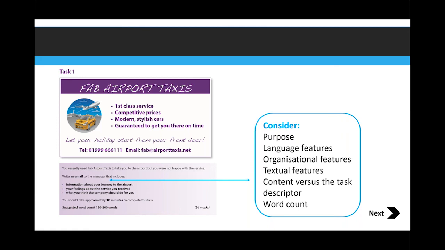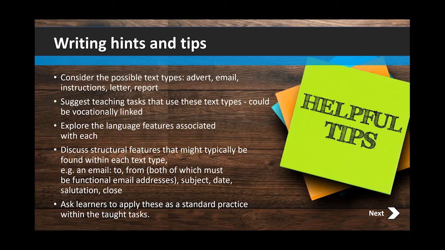So, writing hints and tips. If you consider the possible text types that are or could be found within current assessment material, they will be things such as an advert, an email, instructions, letter, and report. And it may be that you want to use these as actual teaching tasks, and they could be vocationally linked. So, for example, if you have learners who are working within construction environments, you may ask them to create a health and safety report that could be put on display in the staff room.